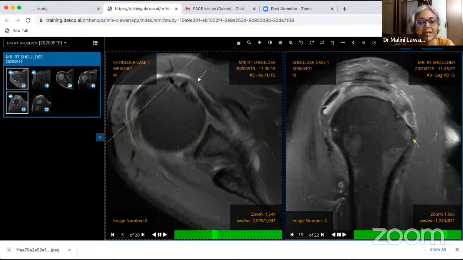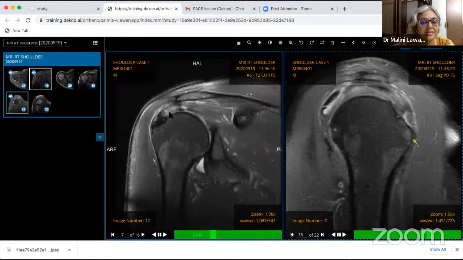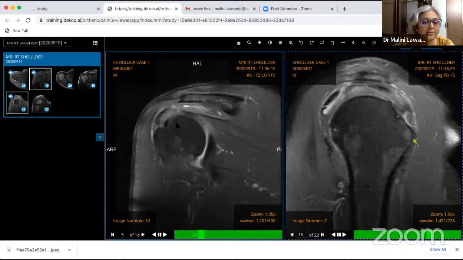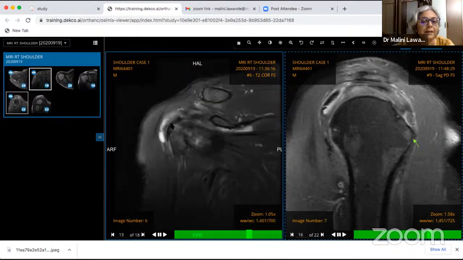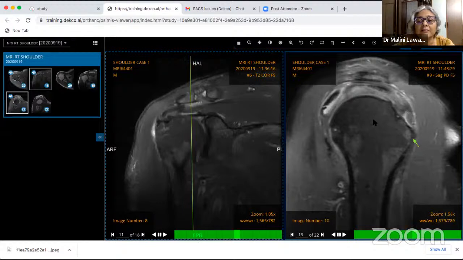So this patient has a high-grade subscapularis undersurface tear and has got advanced infraspinatus and supraspinatus tendinosis. And supraspinatus, this is the area where it's almost a tear is happening. You can see how these fibers are disorganized, but right now I don't have a full thickness tear. This is here the biceps tendon.